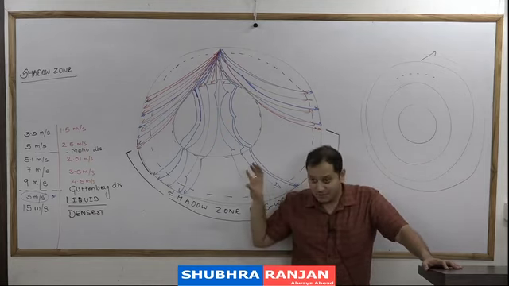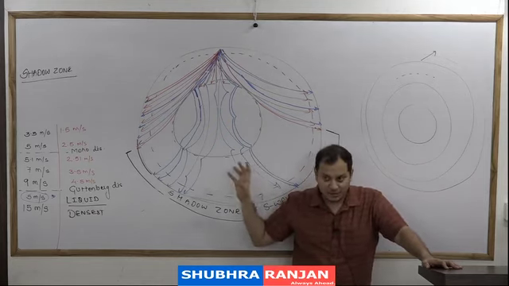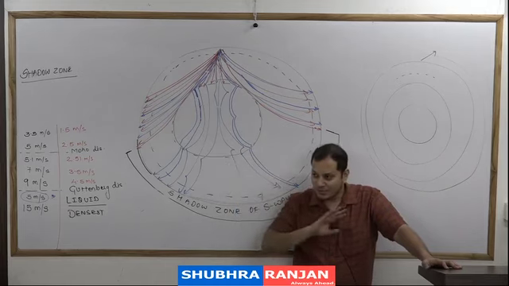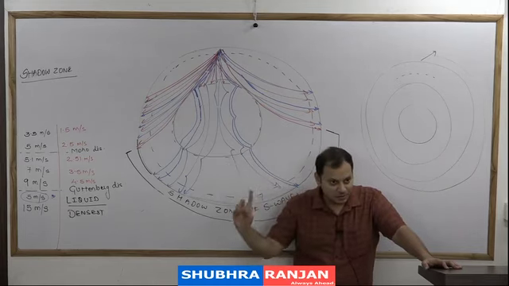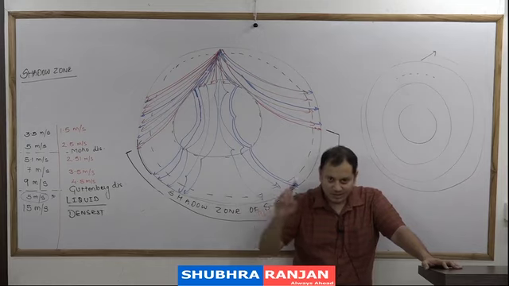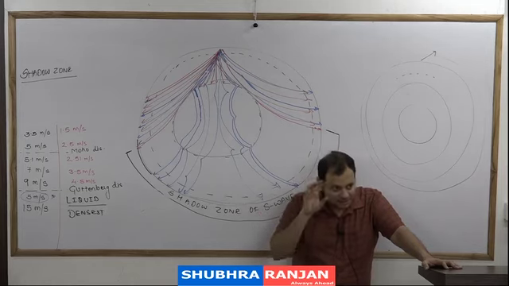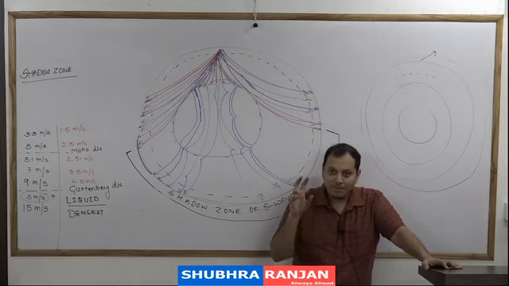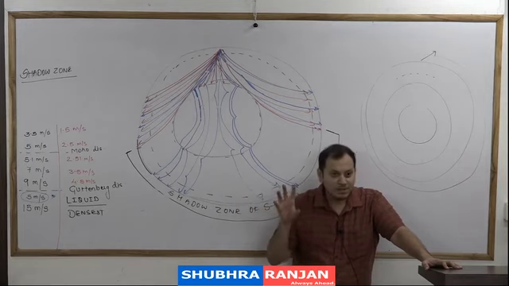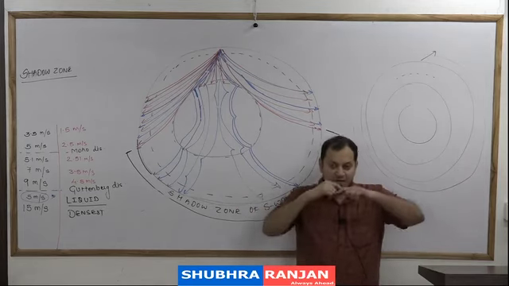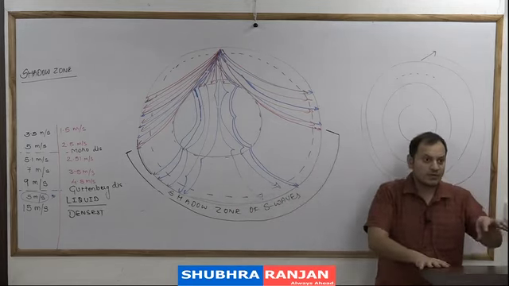Due to the presence of the liquid outer core, if the core were solid, the earth would not have been a magnet. Due to the liquid outer core, there is a creation of ions. These ions give the magnetic field or magnetic property to the earth, and thus we have a huge magnetosphere of the earth.